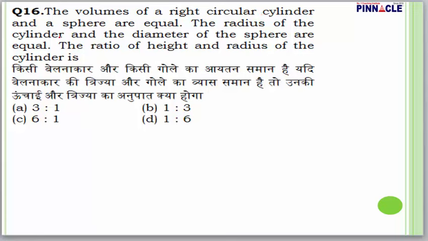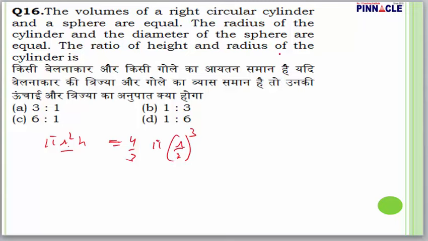The volumes of a right circular cylinder and a sphere are equal, meaning pi r square h and 4 by 3 pi r cube are equal. The radius of the cylinder and the diameter of the sphere are equal. It means the radius of the cylinder is equal to the diameter of the sphere, so the sphere's radius would be half, r by 2.